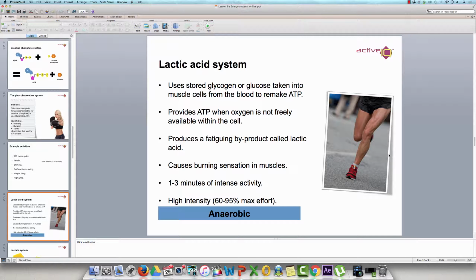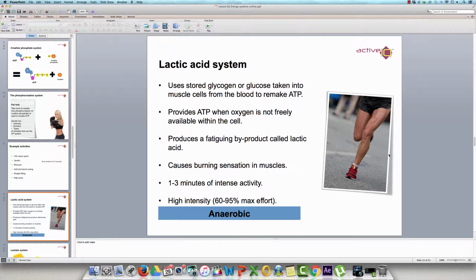There's no oxygen available because we're working really hard, so we have to use the lactate system. However, the lactate system produces a fatiguing by-effect called lactic acid, and that's what causes a burning sensation in your muscles. So, if you've ever done a 400-metre run, going out and running as fast as you can for 400 metres, and you feel your legs really burning, that's lactic acid.